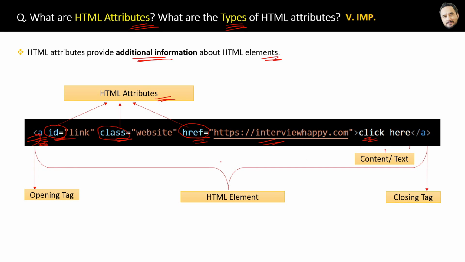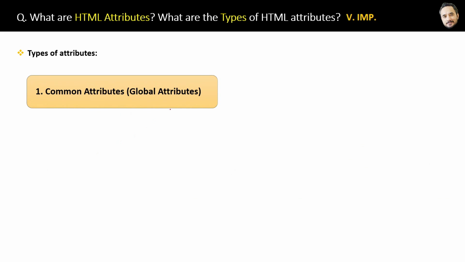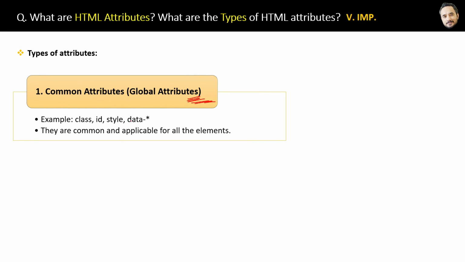Now the question is, what are the two types of attributes? So first are common or global attributes like class, ID, style, or data-asterisk. So these are common and applicable for all elements. That's why they are called common or global attributes. They are applicable to each and every element of the HTML.